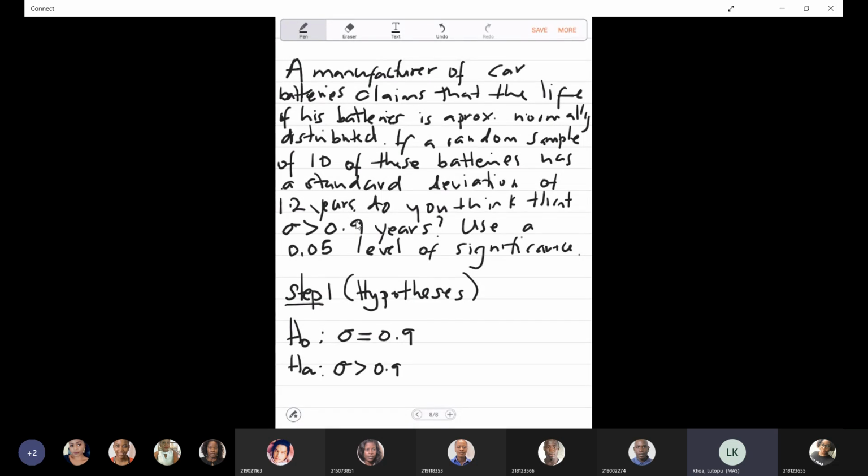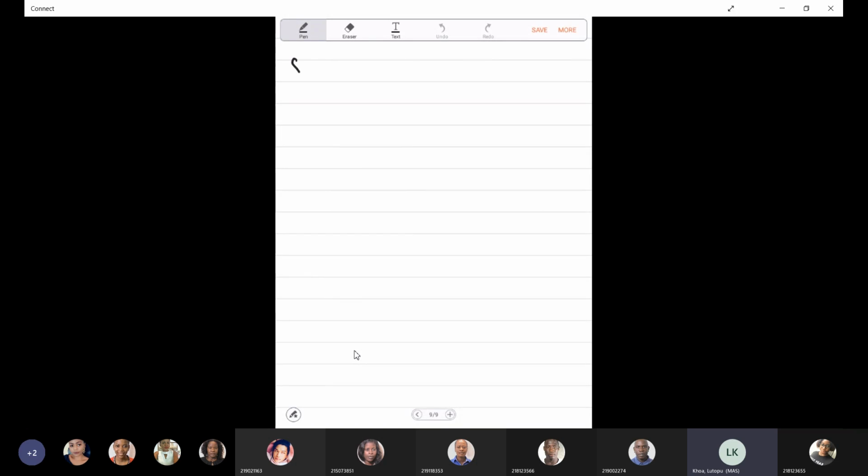The equal to in the null hypothesis is what we will always be testing when it comes to the variance. With the mean and the proportion, you can have less than or equal to, greater than or equal to, but with our variance, we will always have an equal to over there. Okay, that is step number 1. Then step number 2, we need to calculate the test statistic.